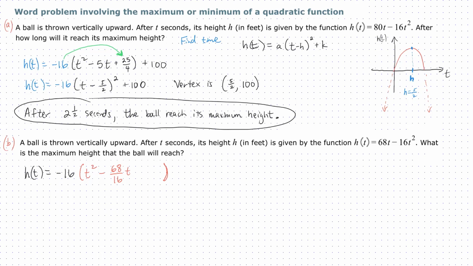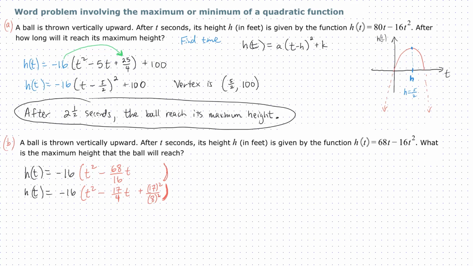Well, let's rewrite this to be a little bit simpler. H of t is equal to negative 16 times, we could reduce the fraction, t squared minus 17 over 4 t. And once again, you leave a space to complete the square. Divide 17 over 4 by 2. We get 17/8. So to complete the square, we're going to take 17 squared here and 8 squared. And of course, 8 squared is 64.